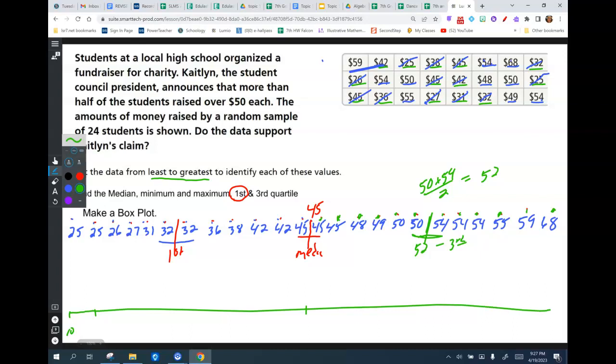So I'm going to go 12, 14, 16, 18, 20, 22, 24, 26, 28, 30, 32, 34, 36, 38, 40, 42, 44, 46, 48, 50. Okay, you get the idea.